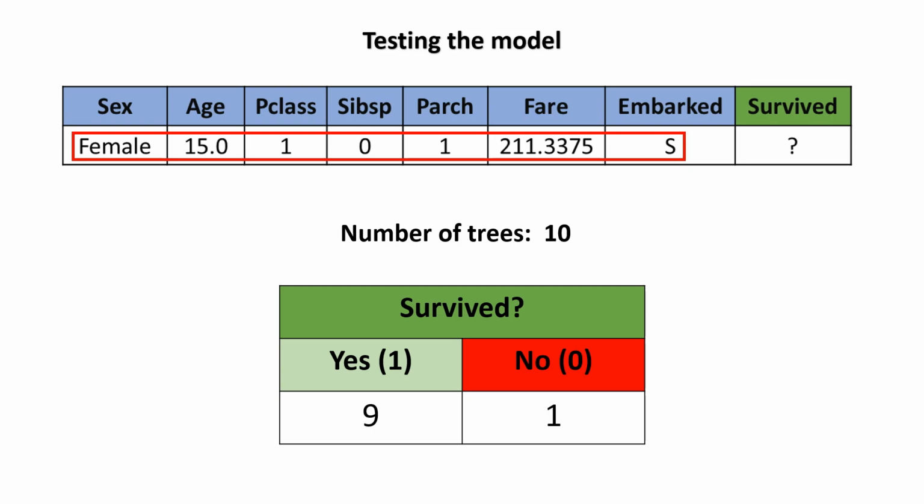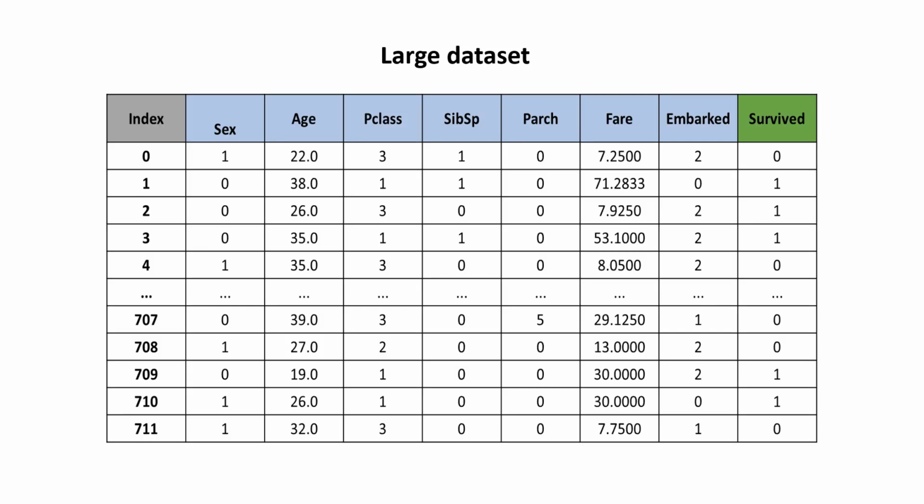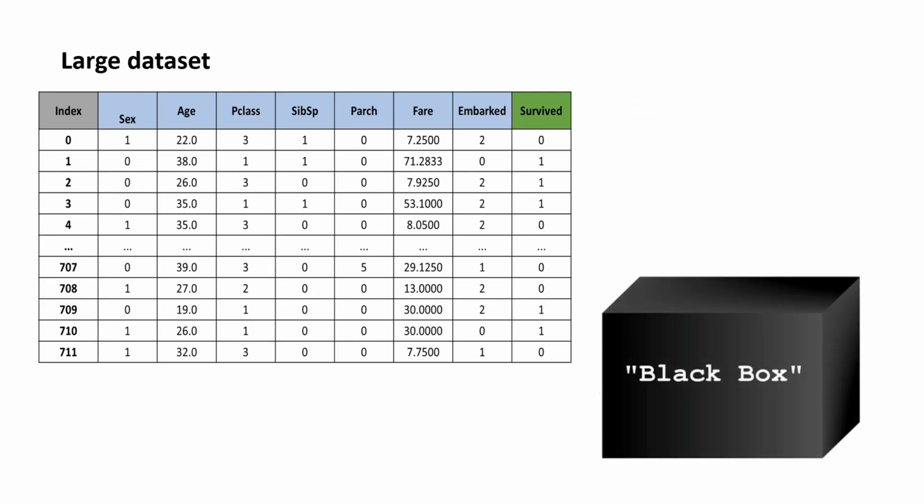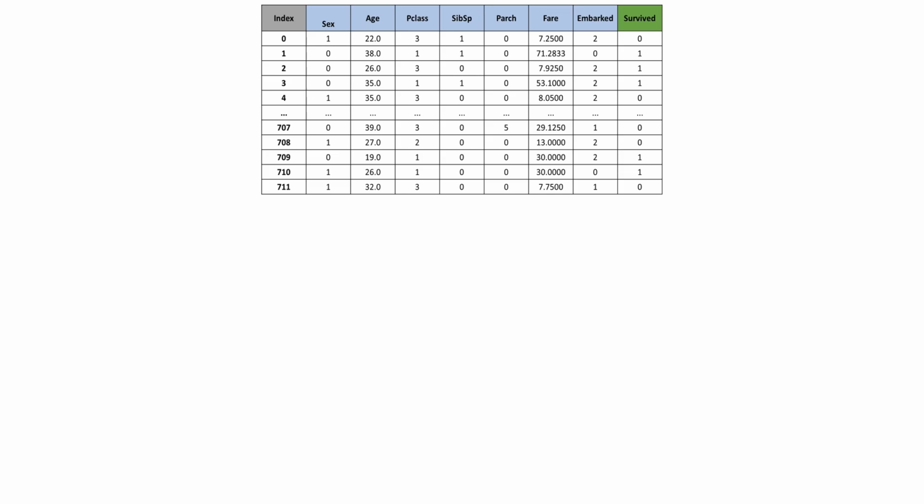But usually the dataset is much more extensive and explaining it this way would be difficult. Let's say our dataset has 712 samples. Explaining this model will be much more difficult, which is why some machine learning models are called black boxes. But in this video, we will explain how we can understand such complex models.